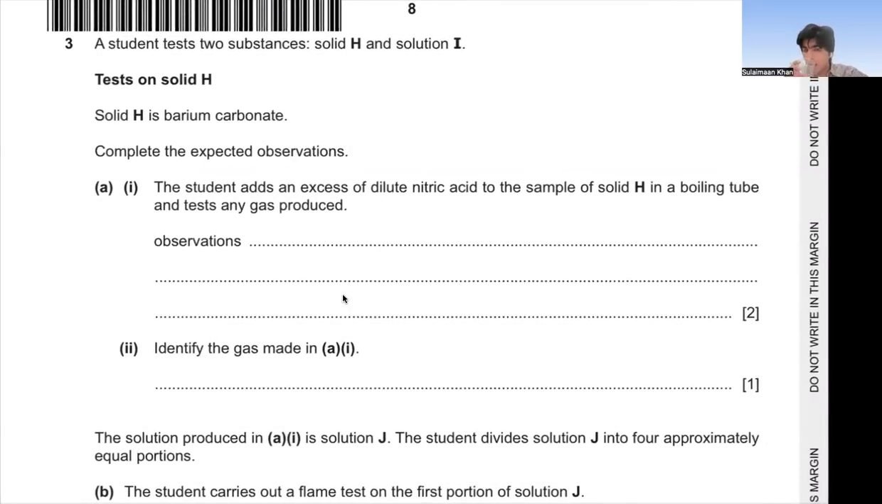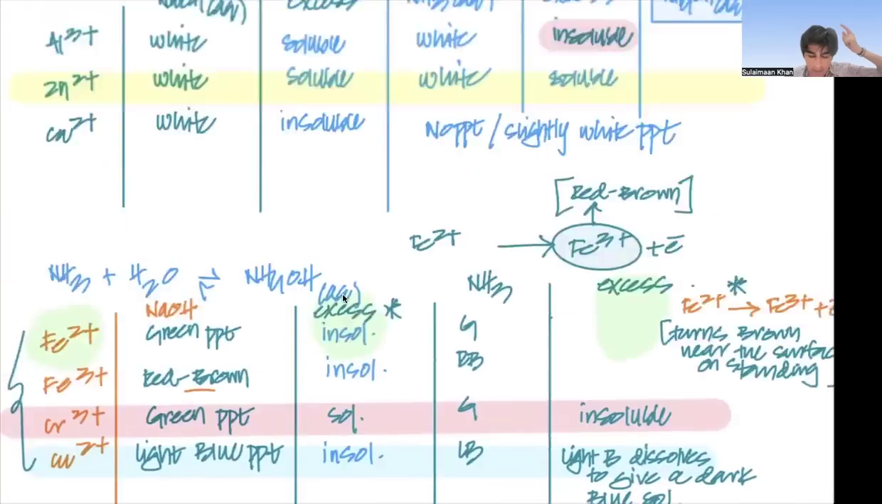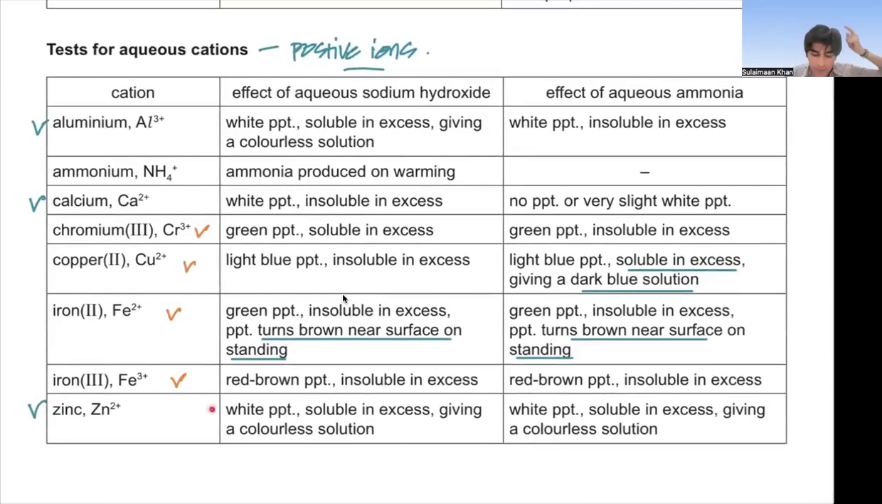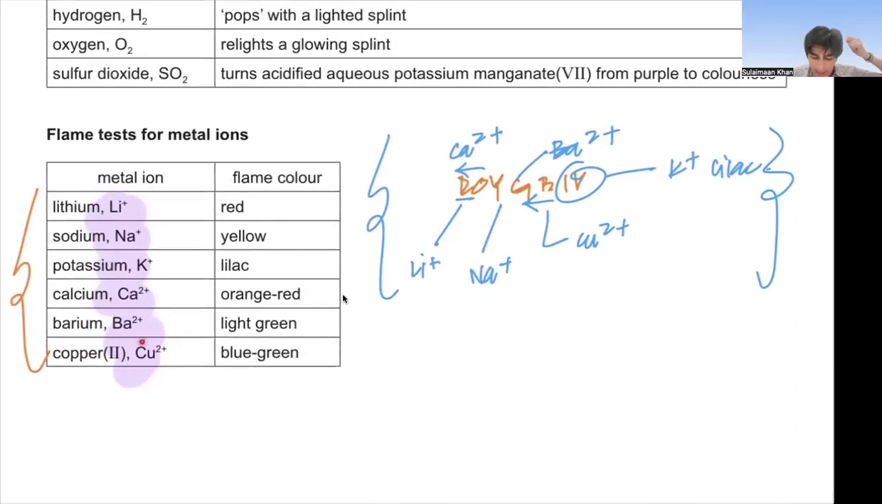Look, solid H is barium carbonate. What does barium carbonate mean? You have the barium 2 plus ions and the carbonate 2 minus ions. Now think about it. For the barium 2 plus ions, it's a positive ion. So there are 2 ways. Either perform a flame test or add sodium hydroxide. Is there any sodium hydroxide test given for barium 2 plus ions in the table? No. This is not a part of my course. It's not given. Look at this. In the table, I don't have any barium 2 plus ion test. But if I look at my flames, I am getting a light green flame with barium 2 plus ion.